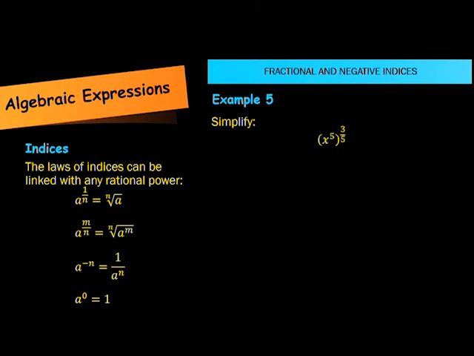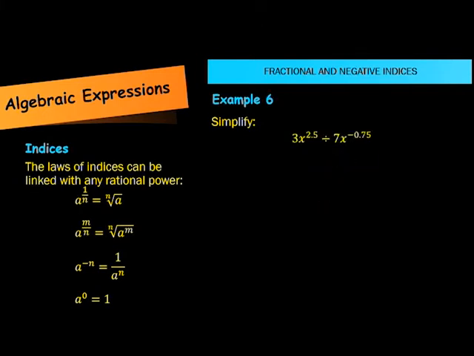Now for example 5, simplify x to the power 5 all raised to the power 3 over 5. We can multiply 5 by 3 over 5 to give us x to the power 3.